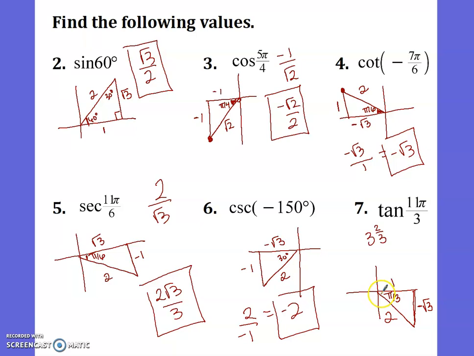Okay. Now tangent, remember always work from the reference angle, is opposite over adjacent. So that's negative √3 over 1. So that'll just be a negative √3 for tangent.